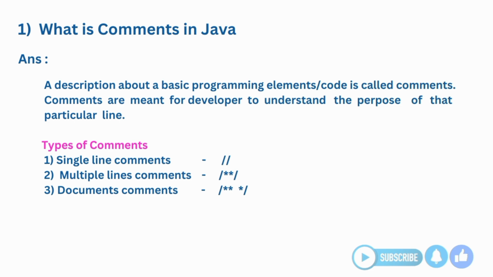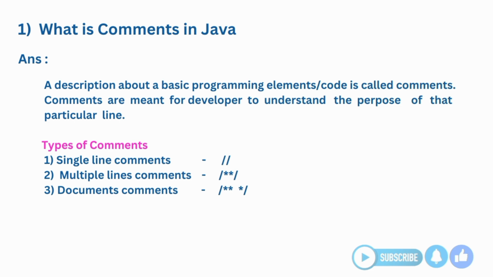Types of comment. Java supports three types of comments. First, single line comment. Second, multiple line comments. Third, document comments. Actually, statements placed inside this special character are ignored by the compiler while compiling the class. It means the compiler will not generate bytecode for those comments. So comments do not appear in the .class file.